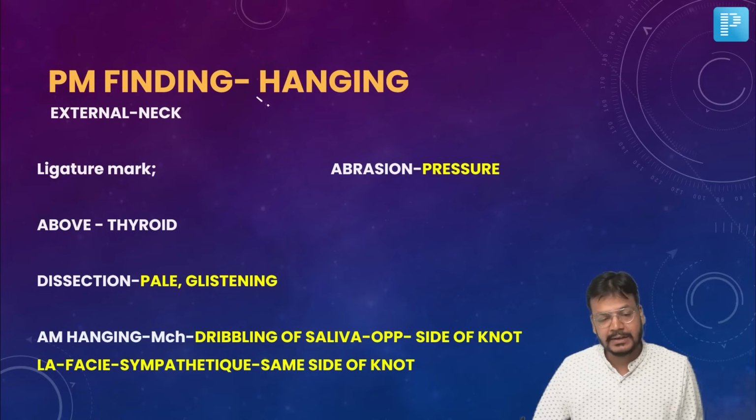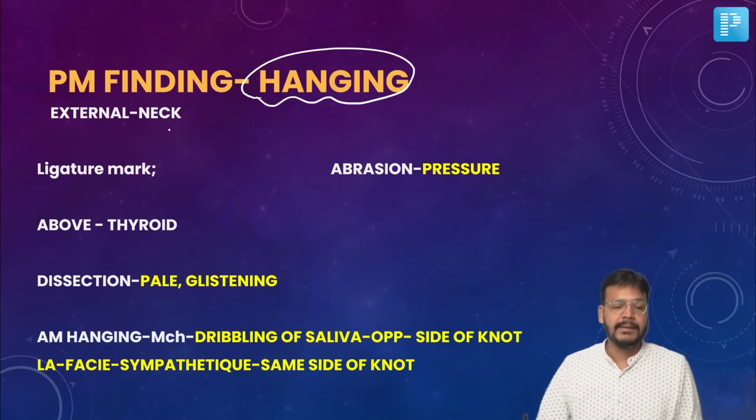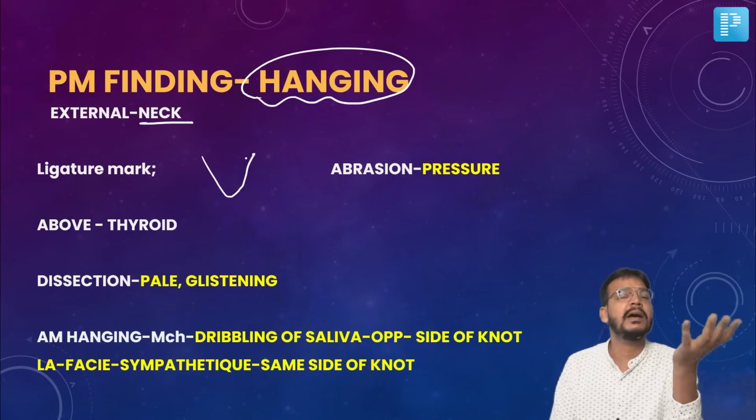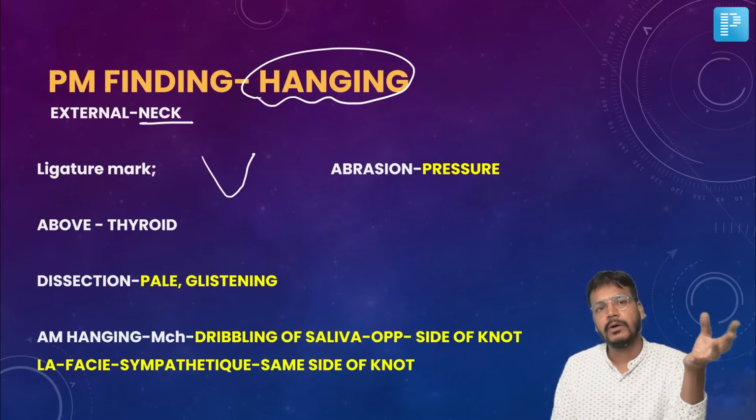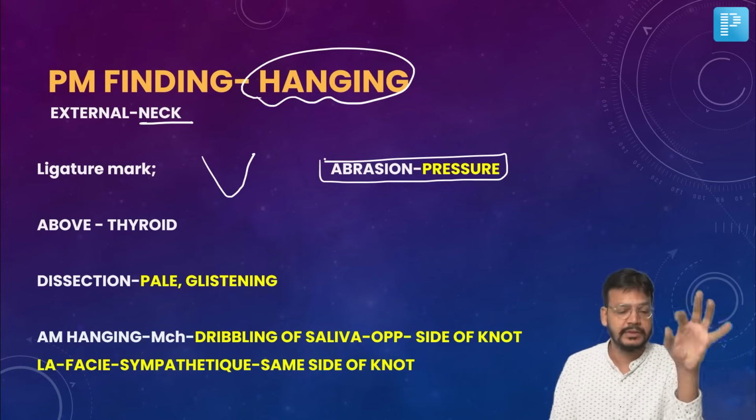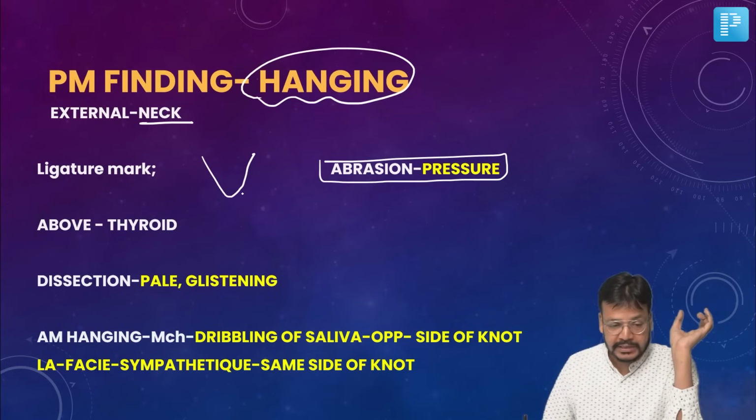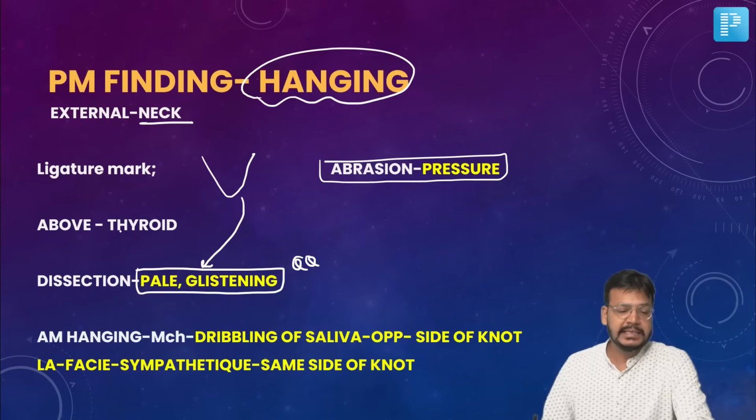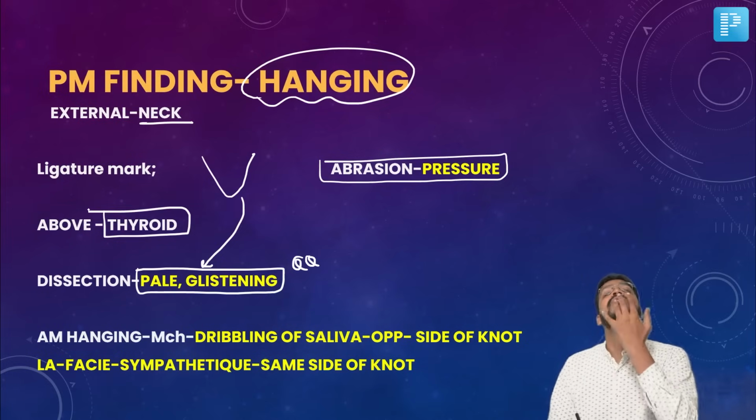Sir, postmortem findings of hanging. I'm talking about the external finding over the neck. Generally, the ligature mark is V-shaped, oblique, or incomplete, and this injury is a pressure abrasion. When you dissect the ligature mark, there will be a pale and glistening area, highlighting again and again. This ligature mark is above the thyroid.